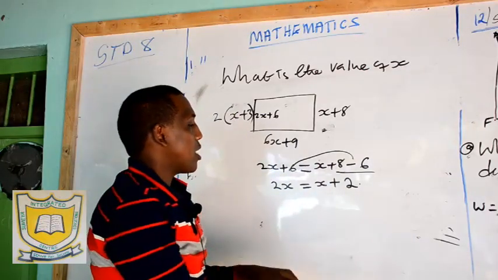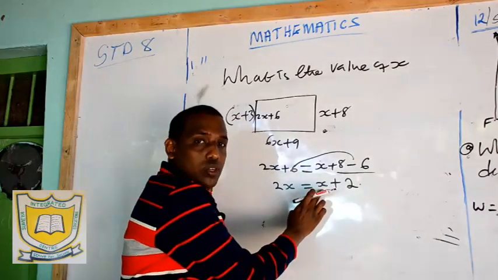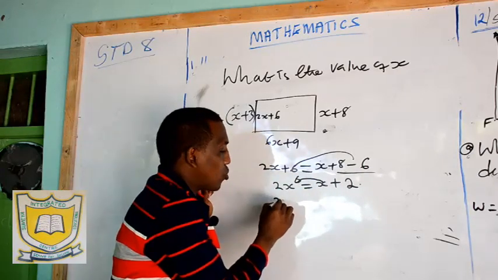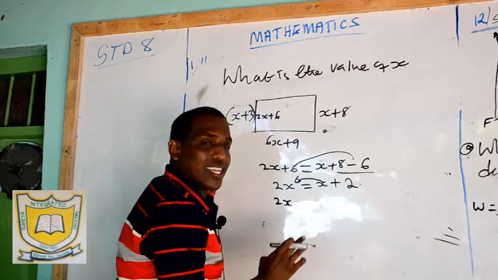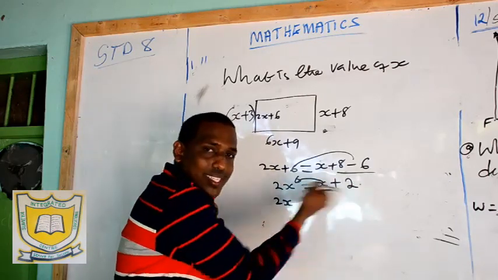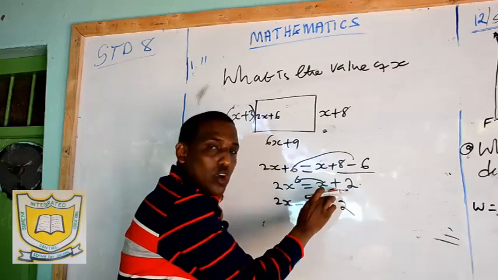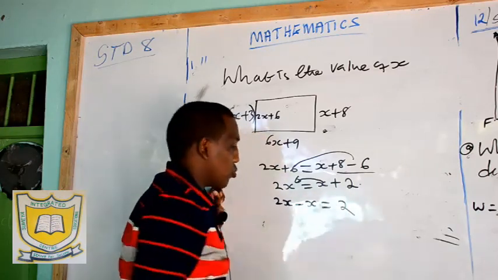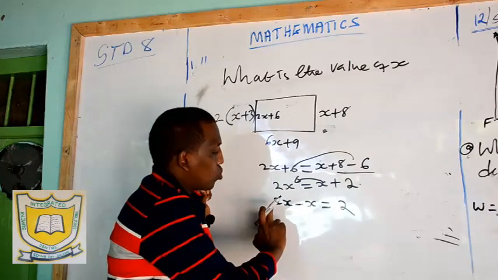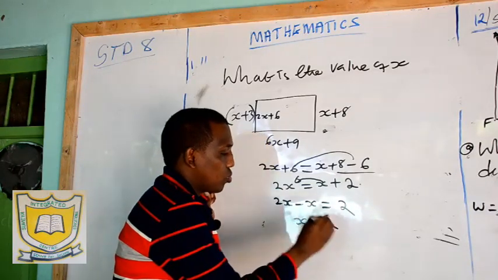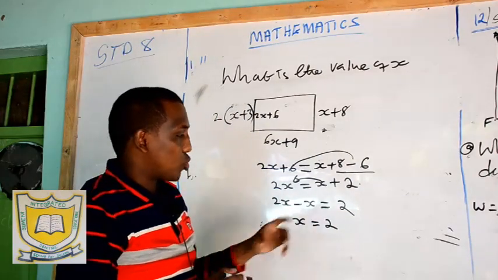We call them the like terms. x is smaller than 2x, so it will move to the other side now. When a number is alone, I said earlier, it is plus. When it migrates to the other side, it will become minus x. So 2x minus x is equal to 2. We don't write the plus. When a number is alone, it's always positive. So subtract now. 2x minus x is x, which is equal to 2. So the value of x is 2.